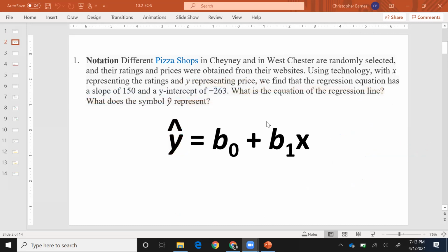So this equation, I read this in a textbook and I heard you say it. It's basically the same as y equals mx plus b, but is it like the b1x is the mx and then the b0 is the plus b? Yes, so it's switched. You're absolutely right.